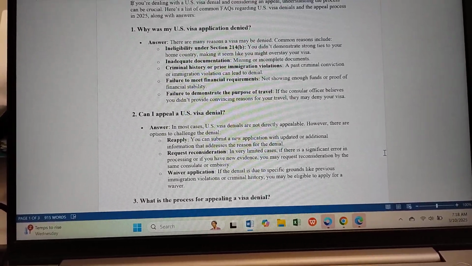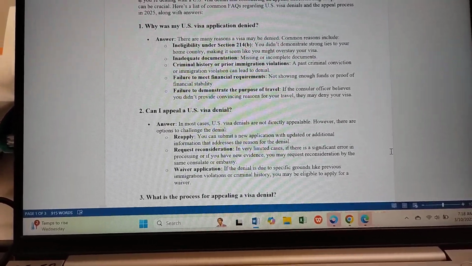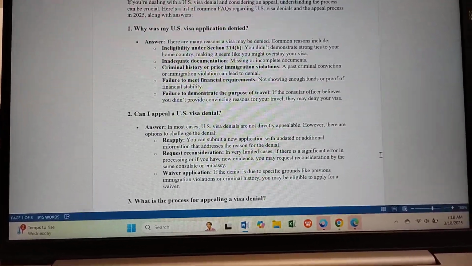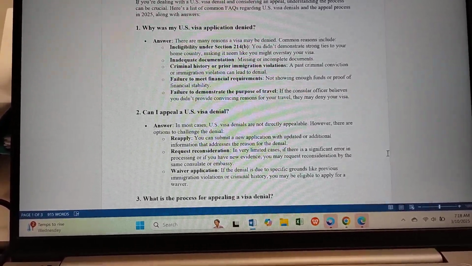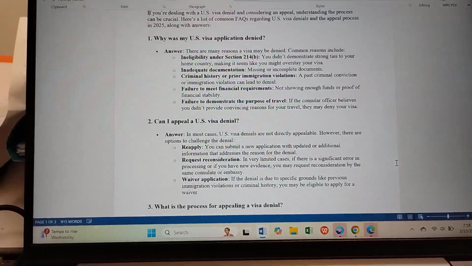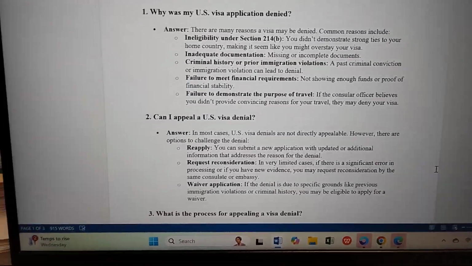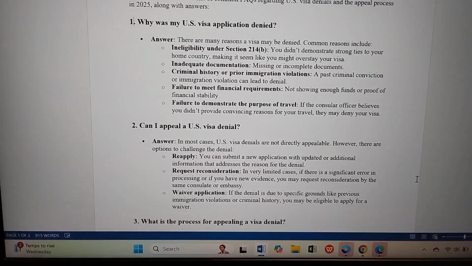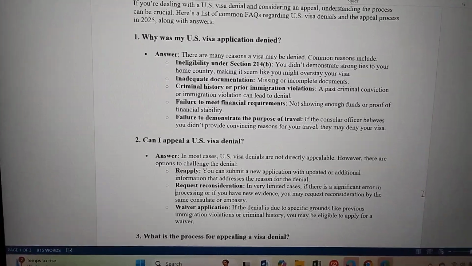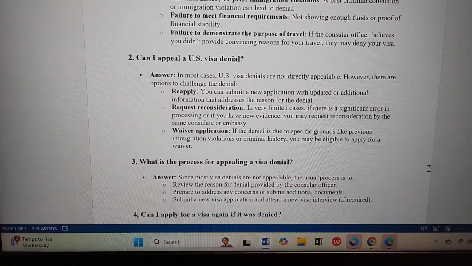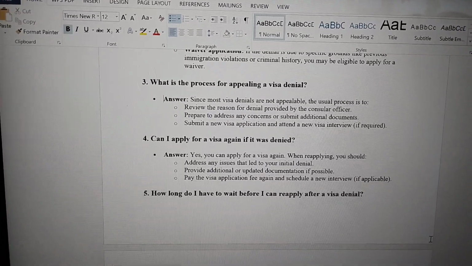Can I appeal a US visa denial? In most cases, US visa denials are not directly appealable. However, there are options to challenge the denial. The first one is you reapply. You realize it is not easy for you to appeal and ask why your visa was denied. But what do you do? The best thing would be to reapply for your visa. So that is the first option that you have to consider.